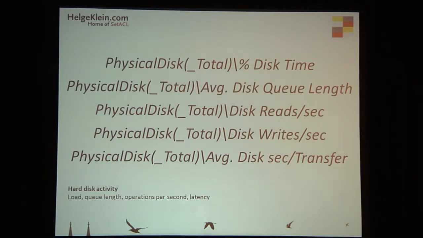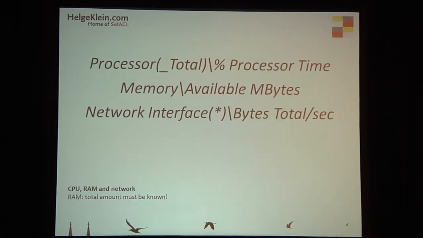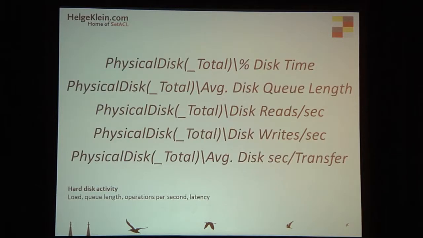And then another thing that's interesting is the latency. How long does it take for a specific disk command to actually complete? And the counter that tells me that is average disk seconds per transfer. How many seconds does it take for a specific transfer to go through? Now, as you can see here, we've got 5 counters for hard disk activity, which is an indicator for the fact that it is pretty hard to determine what the hard disk is doing and how much it is loaded.